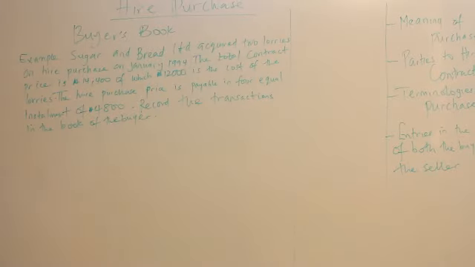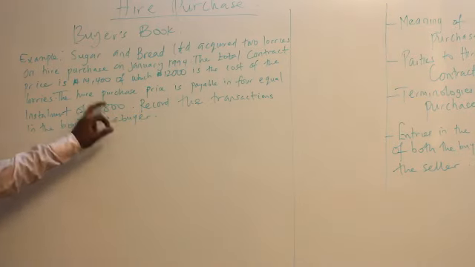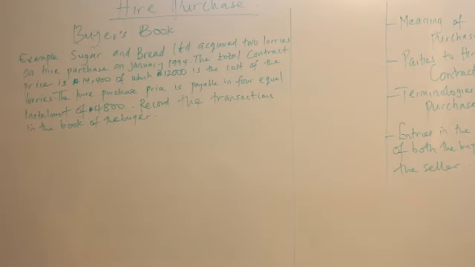Sugar and Bread Limited acquired 2 lorries on hire purchase on January 1, 1994. The total contract price is 14,400 naira, of which 12,000 naira is the cost of the lorries. The hire purchase price is payable in 3 equal installments of 4,800 naira. So 4,800 times 3 will give us this. There is no initial deposit. Record the transaction in the books of the buyer.